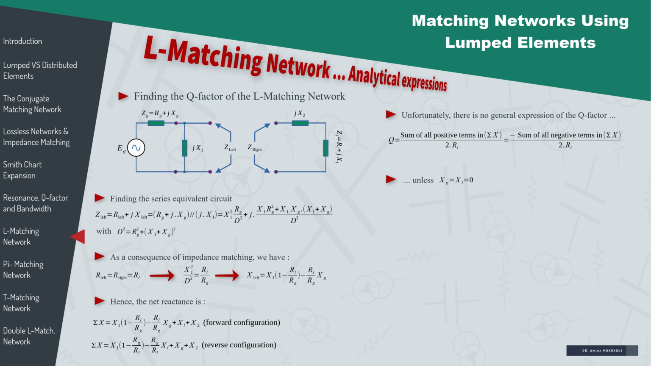However, things get much simpler when xg equals xl, which is equal to 0. In this case, the sum reduces to sigma x equals x1 times (1 minus rl over rg) plus x2. Because we have only two terms, one must be positive and the other negative. Therefore, Q0 equals the absolute value of x2 over 2RL, where x2 equals epsilon alpha 0 RL and alpha 0 equals the square root of Rg over RL minus 1. Consequently, in this simple case, for the forward configuration, Q0 equals the square root of Rg over RL minus 1. Hence, as the value of Rg increases relative to RL, the circuit selectivity will also increase.